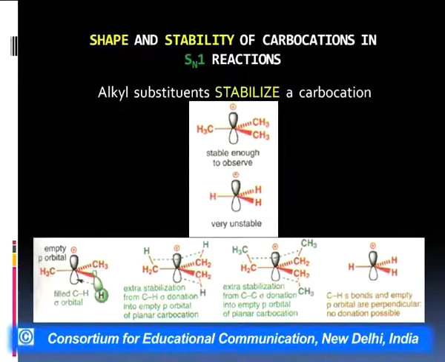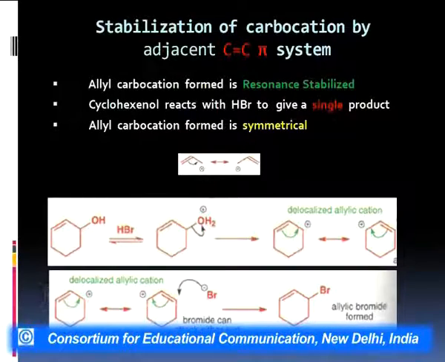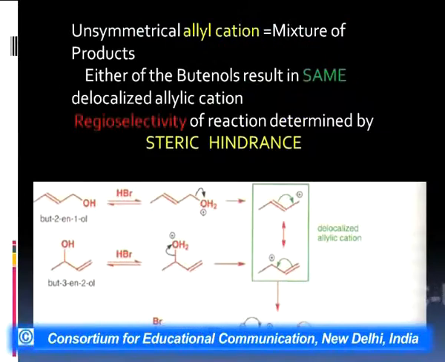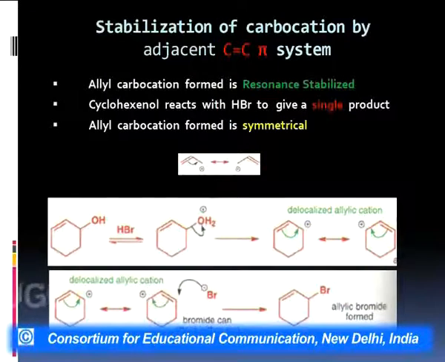So just by looking at the substrates, we can decide whether the mechanism will be SN1 or SN2. Not only do alkyl groups stabilize the carbocation, there are certain other groups too. If there is a C double bond C along with a carbon which has a positive charge, that is, if we have an allylic group, then that also stabilizes a carbocation. Because of this stabilization, it will undergo SN1.